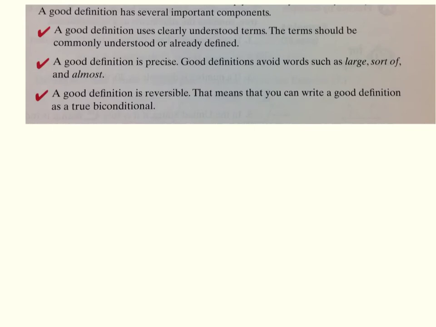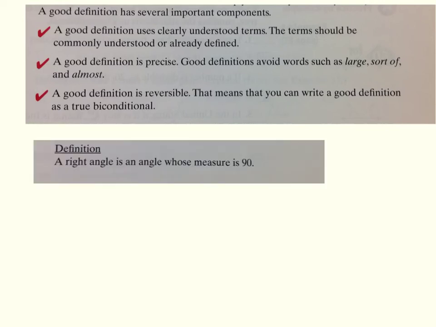Part 2 in Lesson 2-2 talks about recognizing good definitions. Basically, there are 3 parts to a good definition. A good definition uses clearly understood terms that should be commonly understood or already defined. A good definition is precise and avoids words such as large, sort of, and almost. And lastly, a good definition is reversible. That means you can write a good definition as a biconditional.